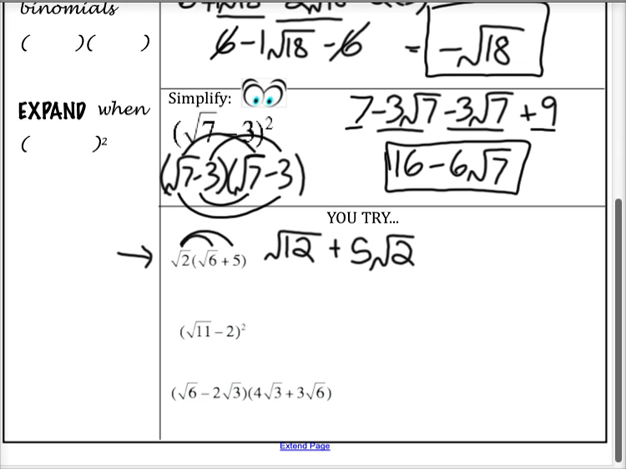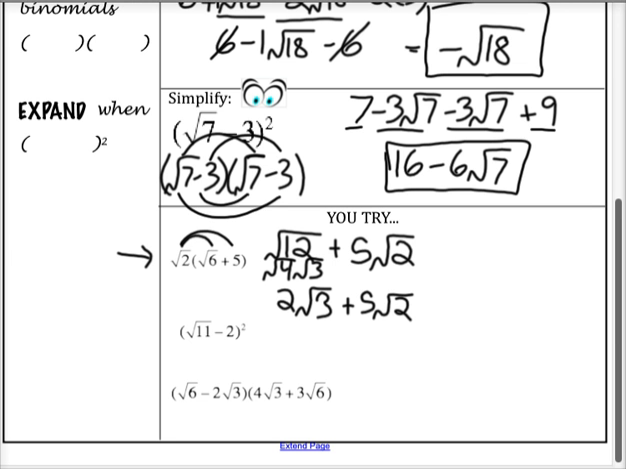Now, square root of 12 is one of those special ones that I want you to notice. That can break apart into 4 and 3. So really, that's going to turn into 2 square roots of 3. Then we still have that plus 5 square roots of 2. And that's going to be our final answer.